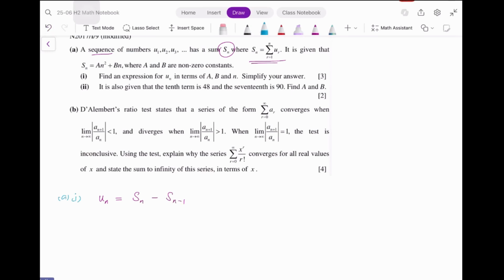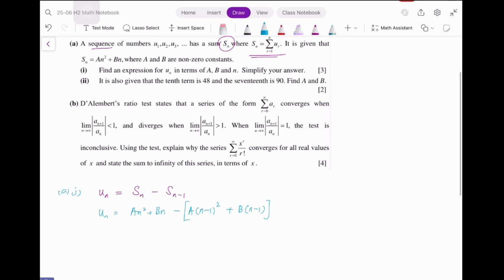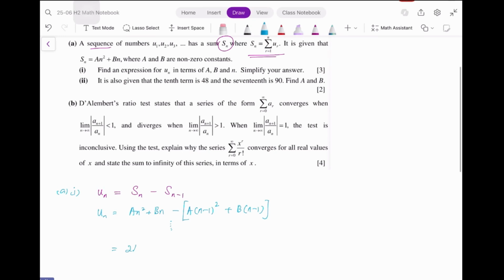Right? So this is the expression that we're going to get. So u_n will be equal to a n squared plus b n minus (a (n minus 1) squared plus b (n minus 1)). Okay, this one I let you do the math. I won't go through it. I'll upload the answers later. You arrive at 2an minus a plus b. I let you do the math and then you will do that.